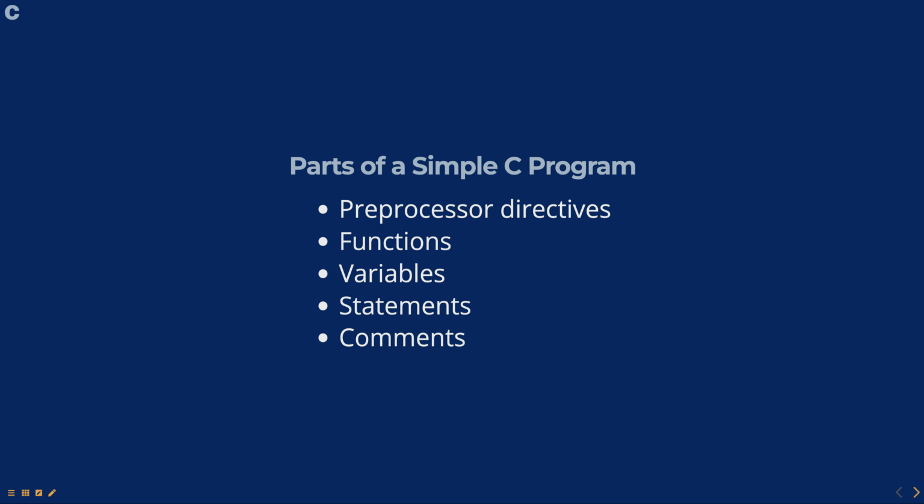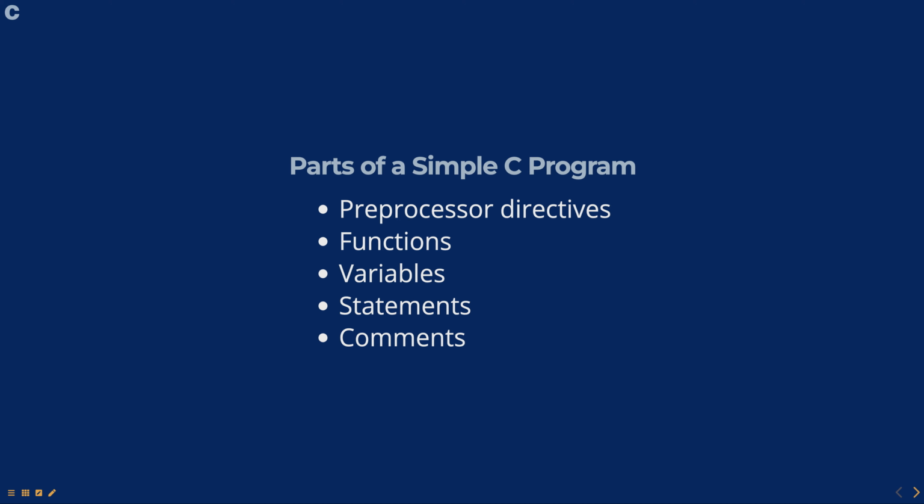Preprocessor directives. These are lines of code that begin with a hash and are used to include libraries and define constants. The preprocessor directives are processed before the program is compiled.